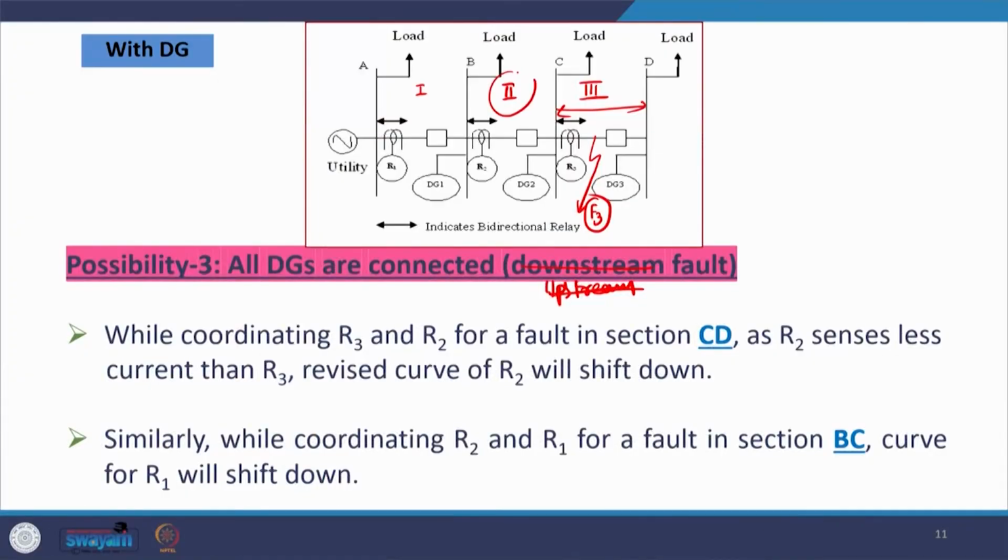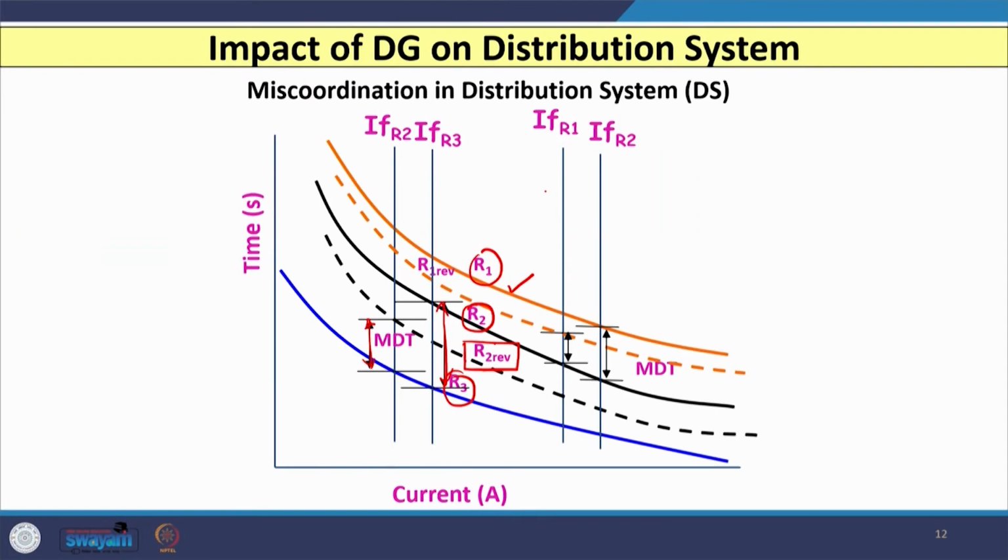Similarly, when we coordinate relay R2 with relay R1, then also for a fault in another section, the curve of R1 will shift, and again my minimum discrimination time which is available between R2 and R1 is going to reduce from this to this. So, this is a very important point as far as the margin between two relays is concerned, and this margin is going to reduce when we connect more number of DGs at different locations and with different capacities.